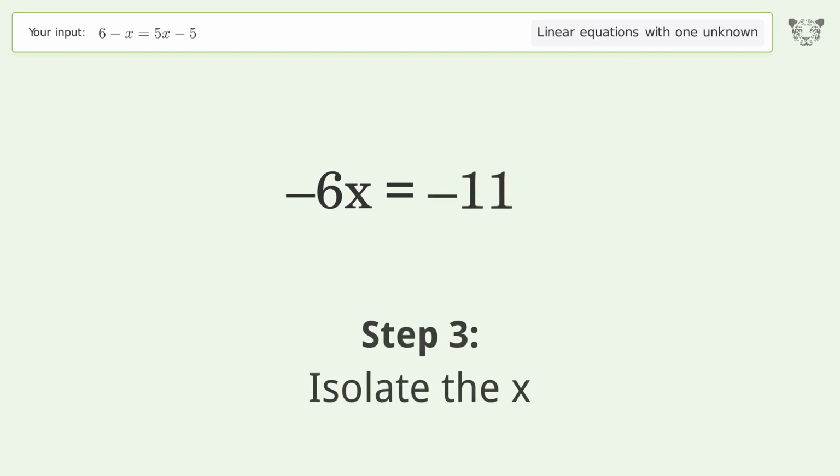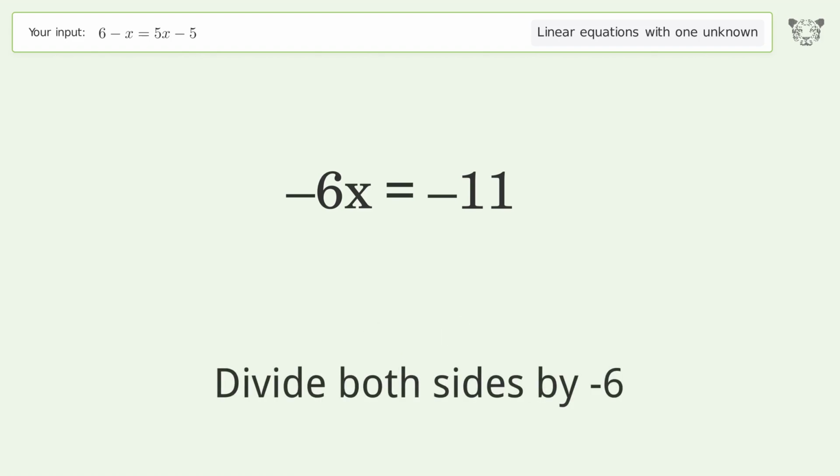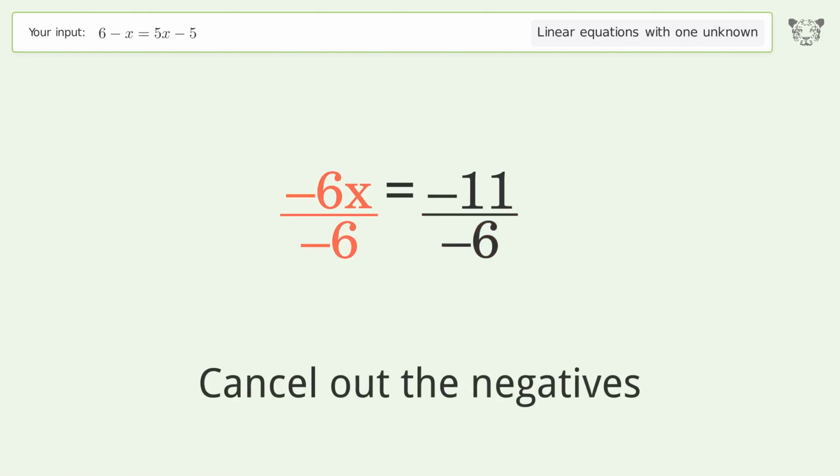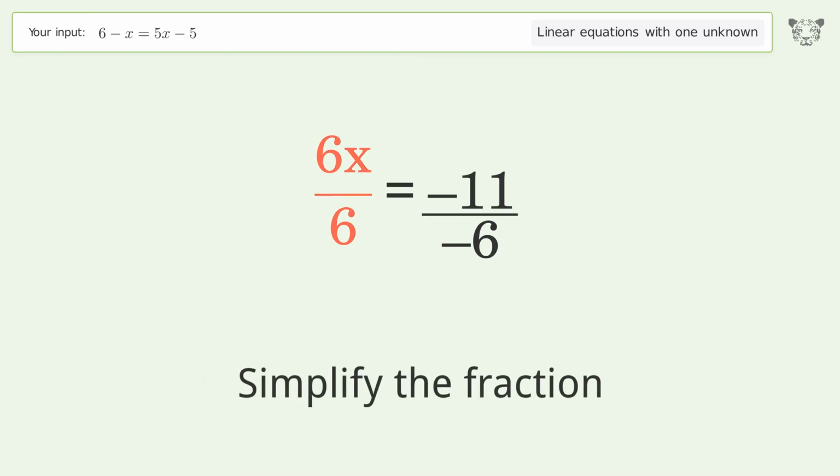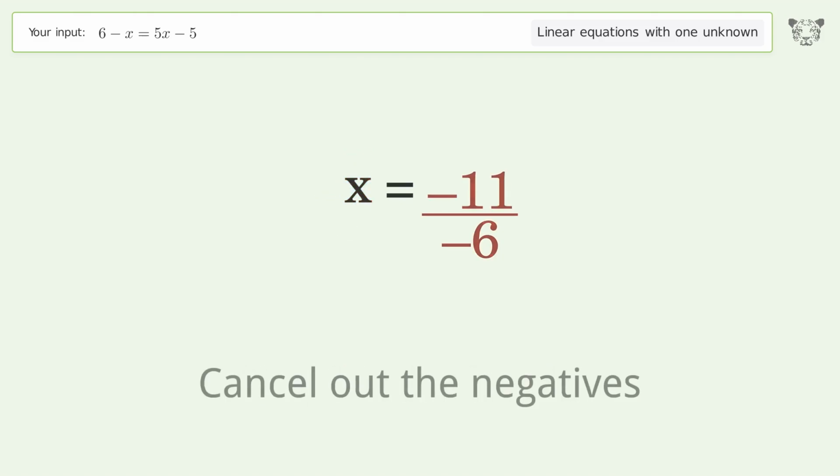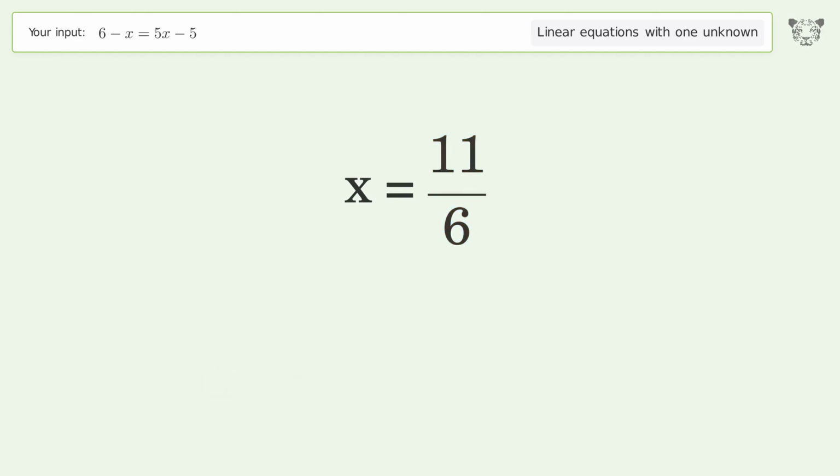Isolate the x. Divide both sides by -6. Cancel out the negatives. Simplify the fraction. Cancel out the negatives. And so the final result is x equals 11/6.